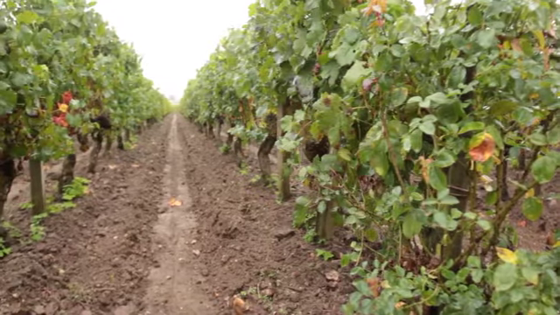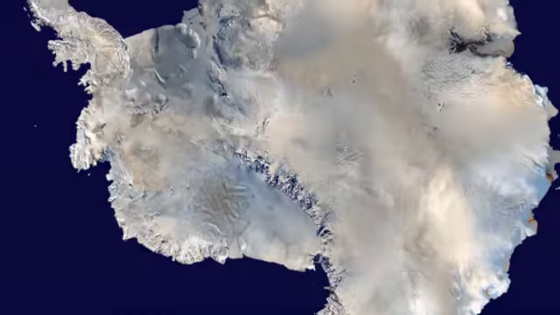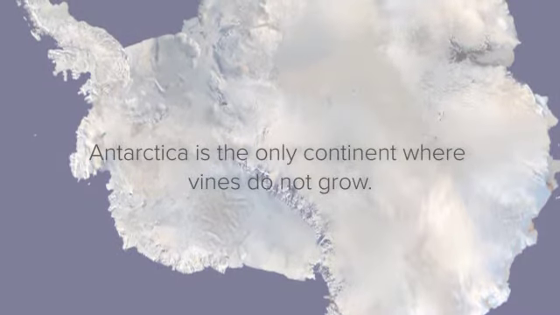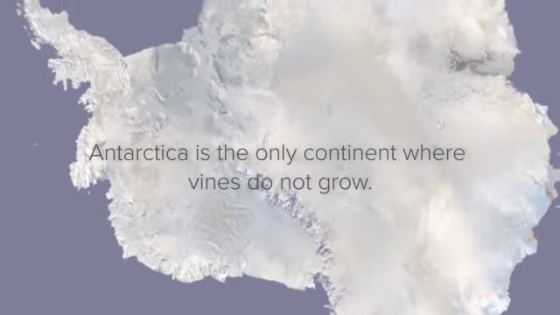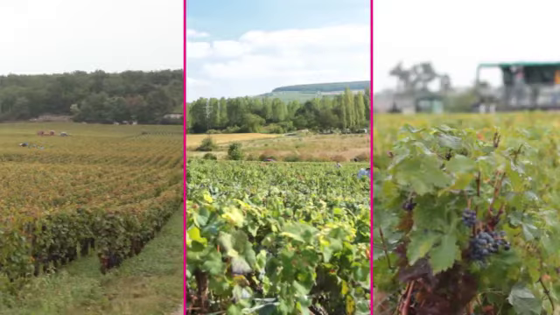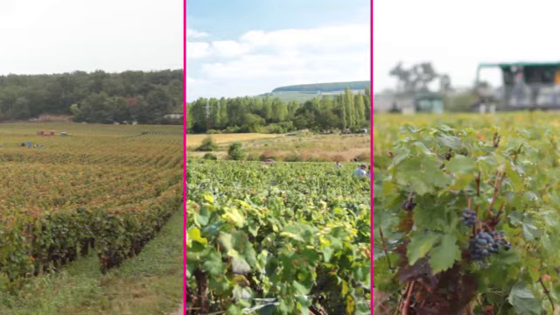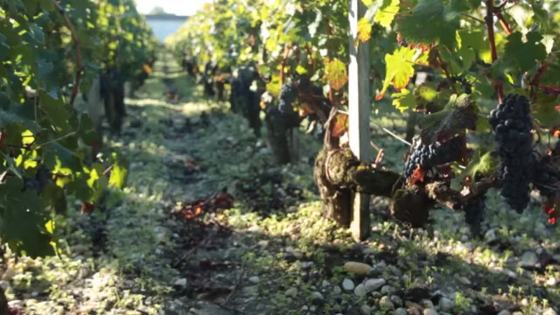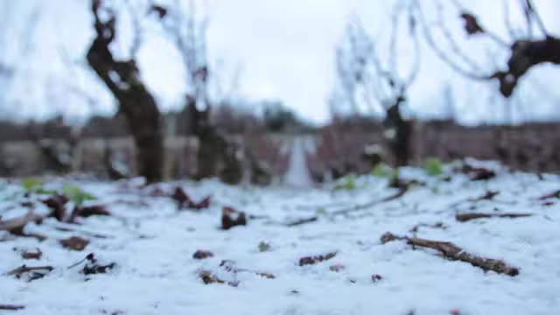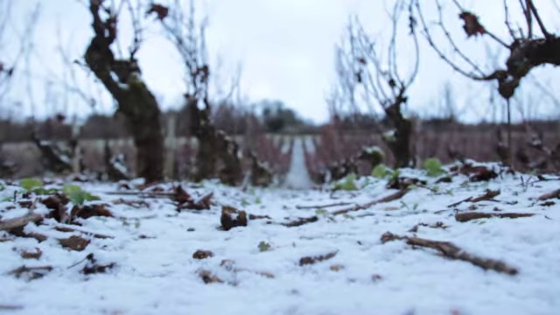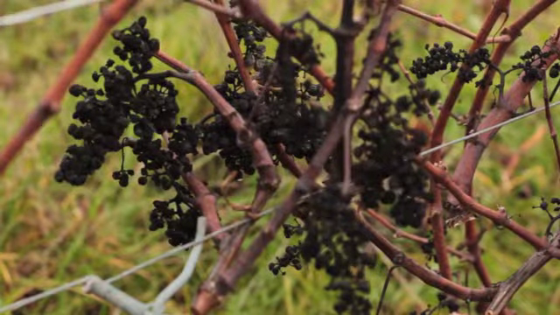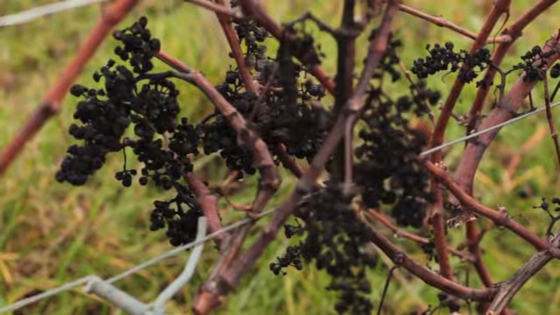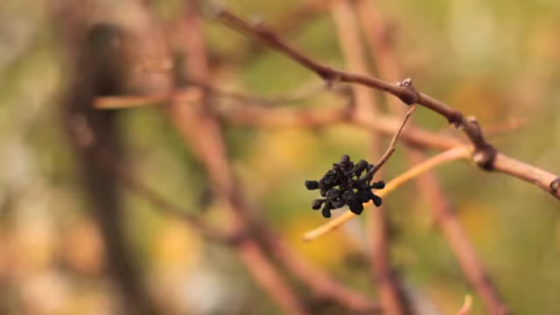Grapevines can grow almost anywhere. In fact, Antarctica is the only continent where vines do not grow. Just because vines can grow everywhere doesn't mean their grapes will always make good wine. Where a grapevine grows will make a big difference to the quality of grapes. If it is too cold, the grapes will not ripen. And if it's too hot, the grapes will shrivel on the vine and turn into raisins.